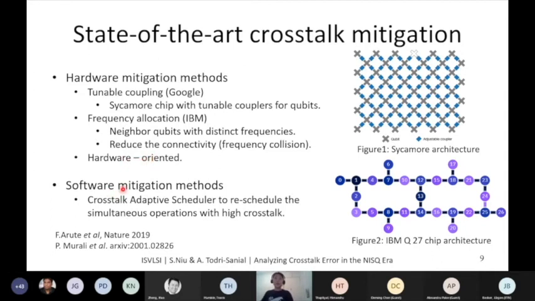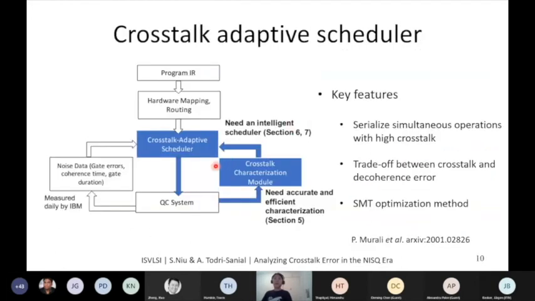On the software side, one of the most important works is the Crosstalk Adaptive Scheduler. It reschedules the simultaneous operations with high crosstalk. In our work, we evaluate the performance of this scheduler to find some insights about crosstalk mitigation. This is the framework of this scheduler.